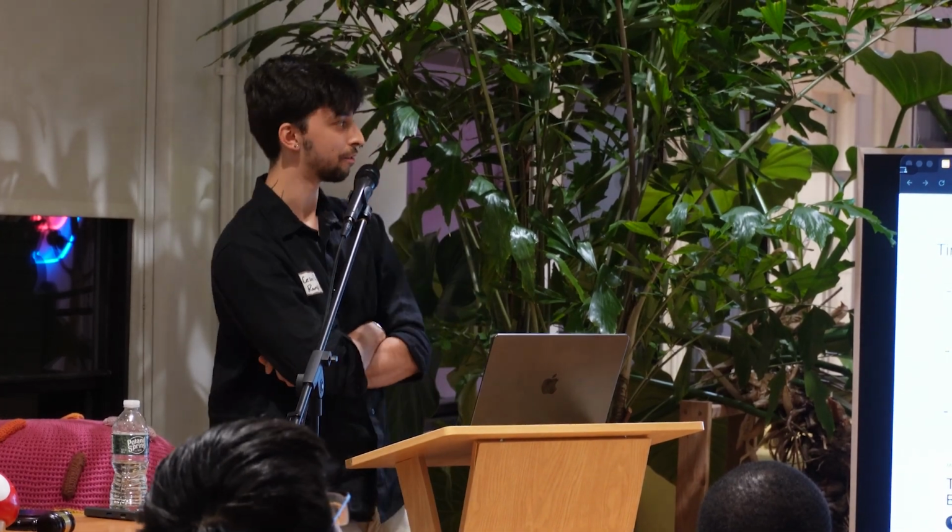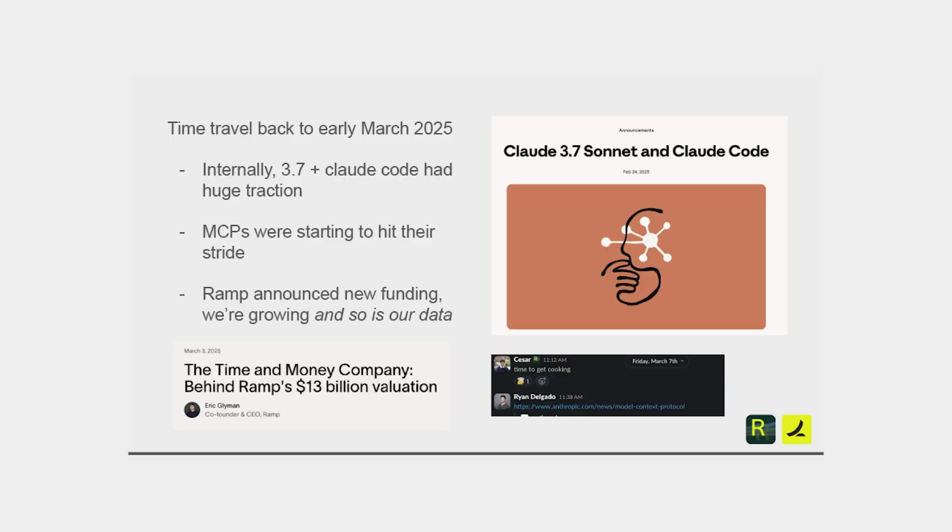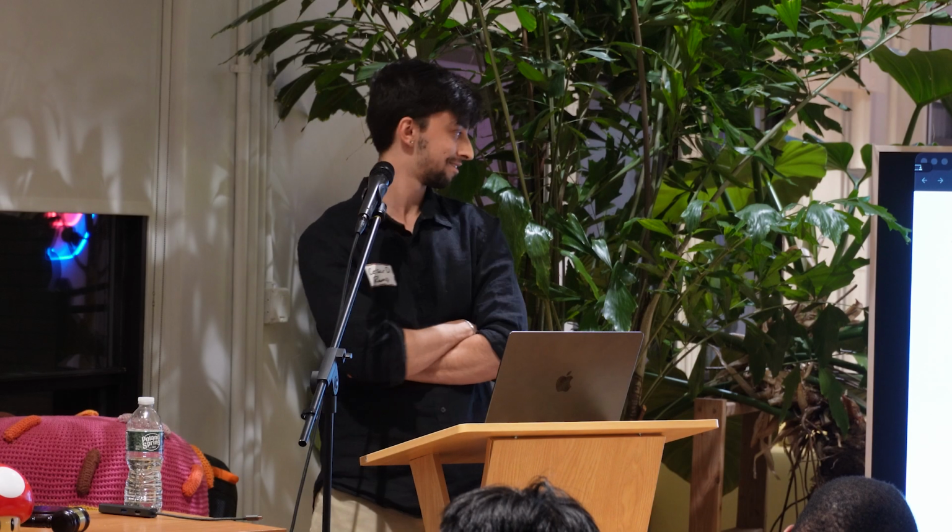Taking a time travel step back, when we go back to early March, we can remember that Claude 3.7 came out. Claude Code was also announced. MCPs were starting to hit their stride, and Claude Code was really showing what you can do with MCPs. RAMP also announced a new funding. So as all funding announcements do, it led to new customers, new data questions.